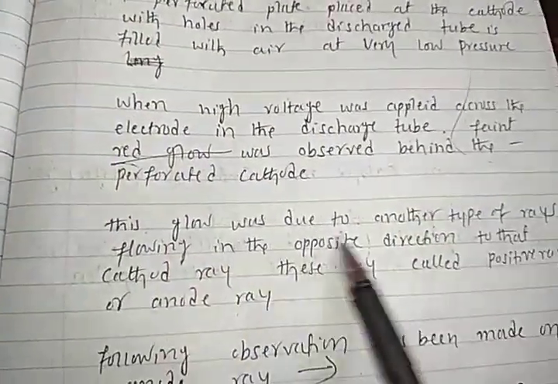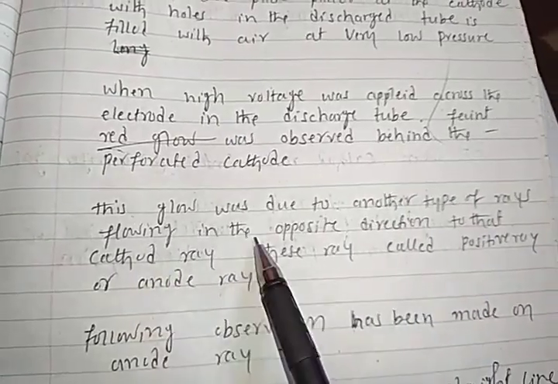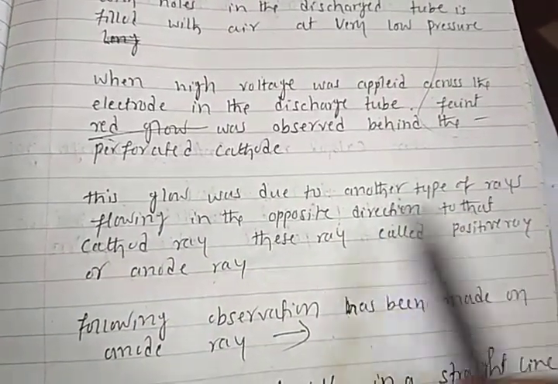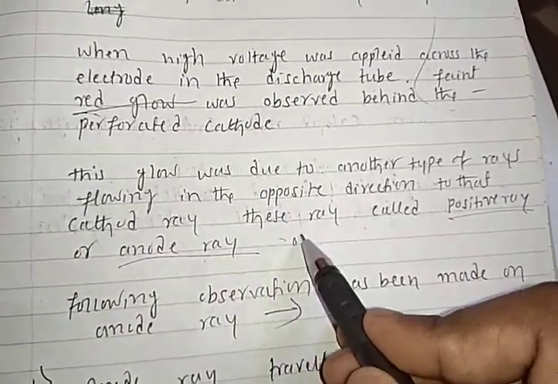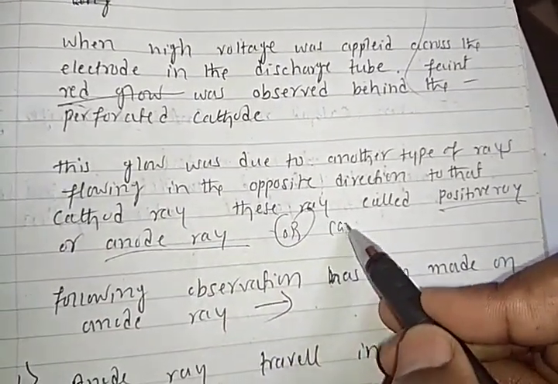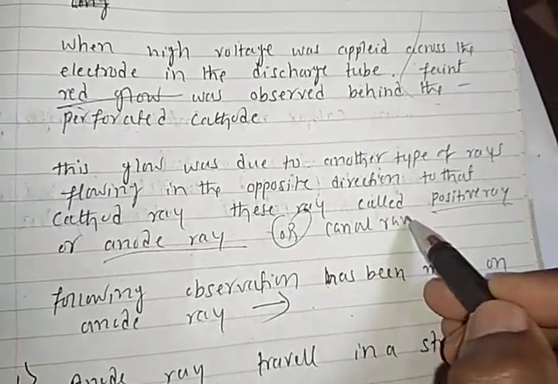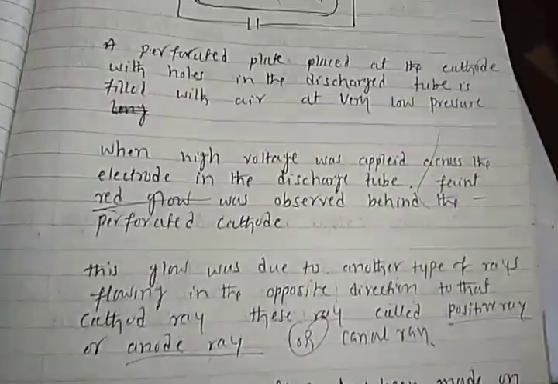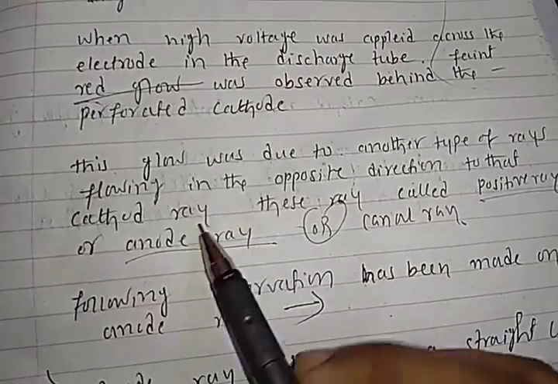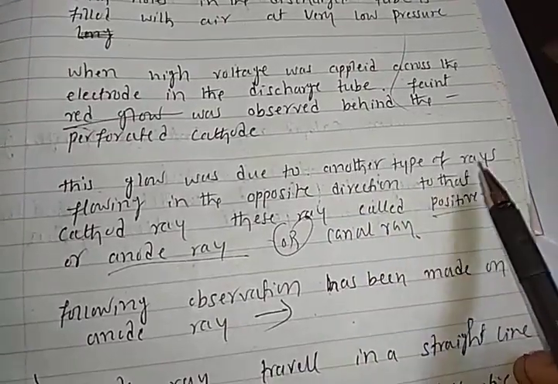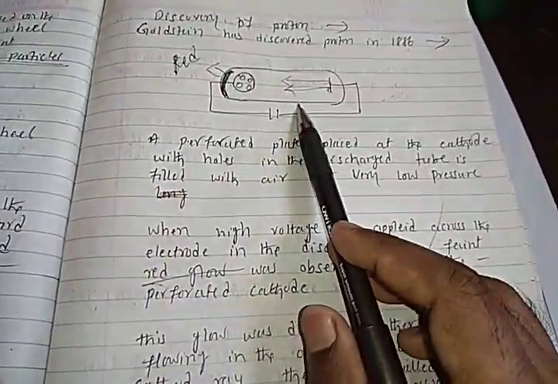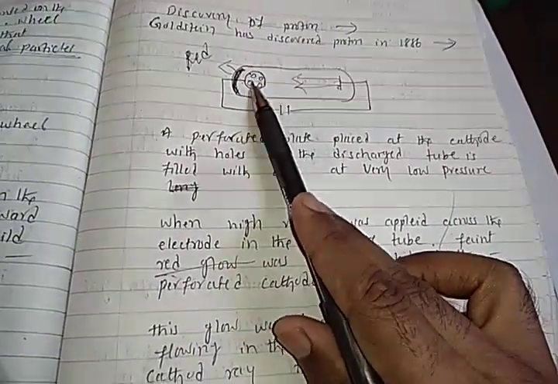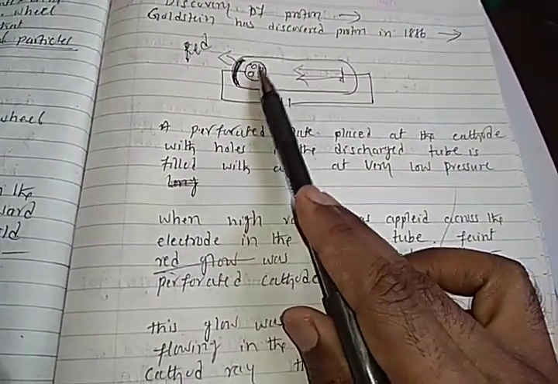This glow is due to another type of ray traveling in the opposite direction to the cathode ray, called the positive ray, anode ray, or sometimes the canal ray. Students, the glow was due to another type of ray following the opposite direction. Another type of ray is also present, moving from the anode toward the cathode, while the cathode ray moves from the cathode to the anode.